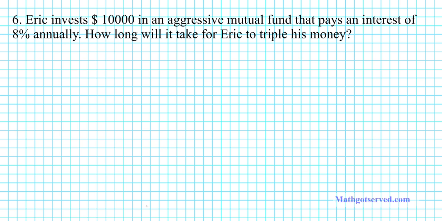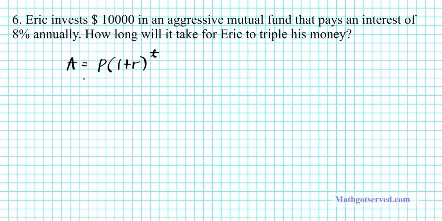So the formula that we're going to be using here is the amount is equal to the principal times 1 plus the rate raised to the t. This represents interest exponential growth, where the rate is compounded over a period of time. Okay, so this is the formula we're going to use.